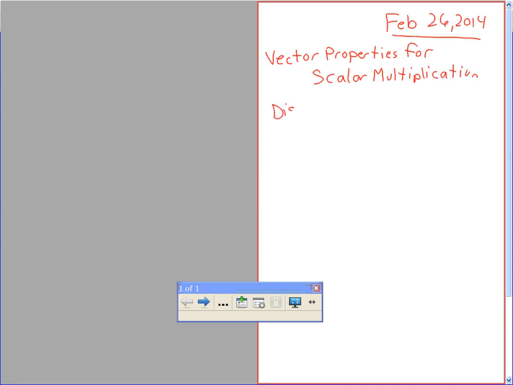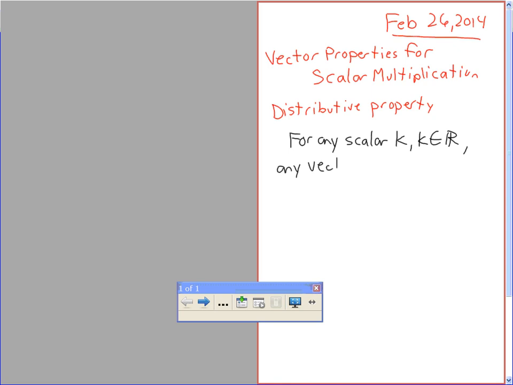Number one is the distributive property. Let's say for any scalar k, where k is a real number, and any vectors u and v, k times (u plus v) is ku plus kv. Logical enough?